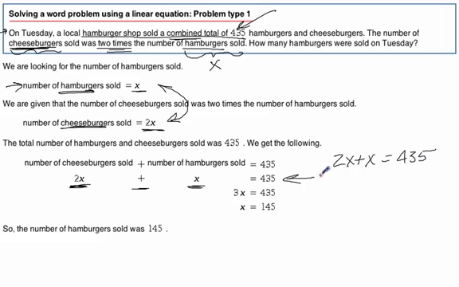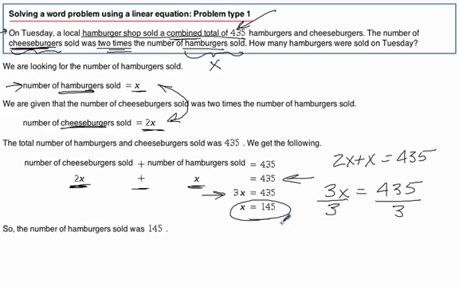And of course, we know that 2x plus x is the same thing as 3x. So we have 3x equals 435. And then to get x, we divide by 3, because we always undo whatever's happening to the variable. So we end up with x equals 145.